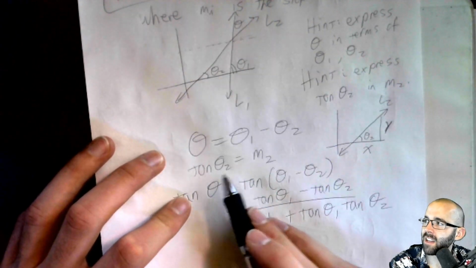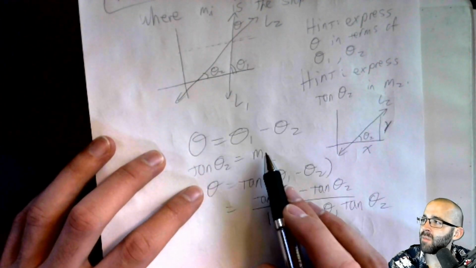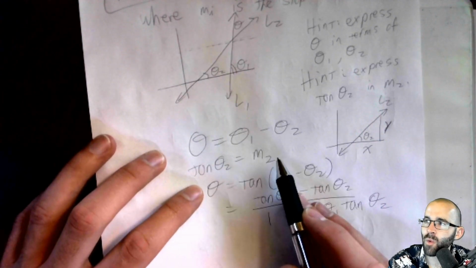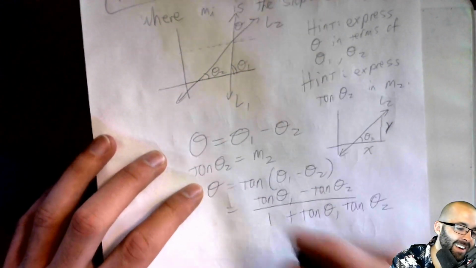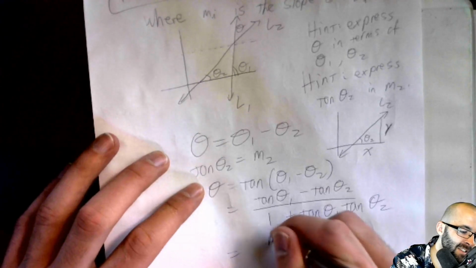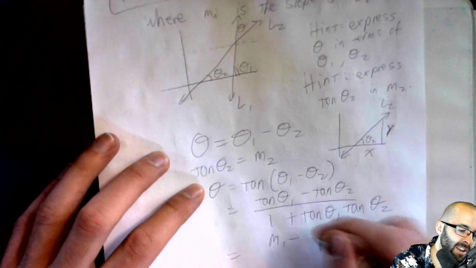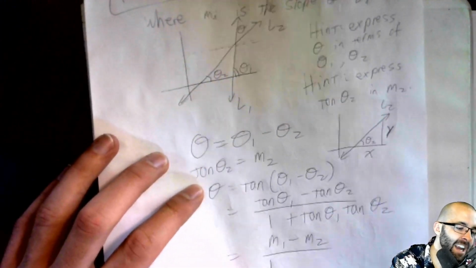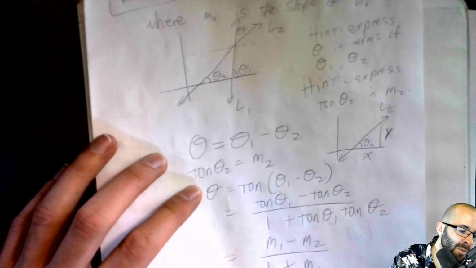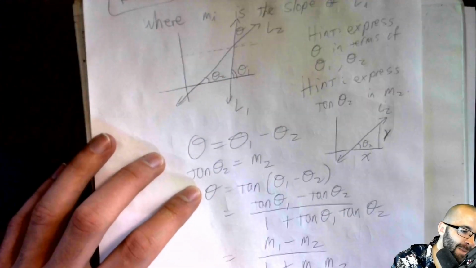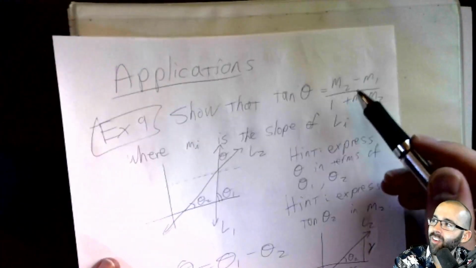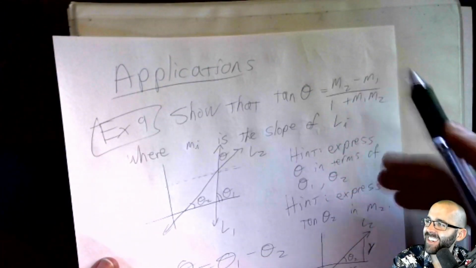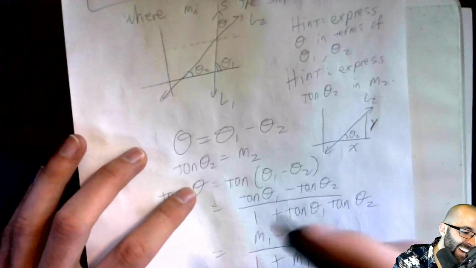Well, now we use our second hint. Tangent of theta 2 is just m2. Likewise, tangent of theta 1 is m1. So tangent of theta 1, which is m1, minus tangent of theta 2, which we said was just m2, divided by 1 plus tangent of theta 1, which is m1, times tangent of theta 2, which is m2, and whoa, that's exactly what we wanted to show. All right, so we showed it. We did it. Got a nice whole page problem for you.